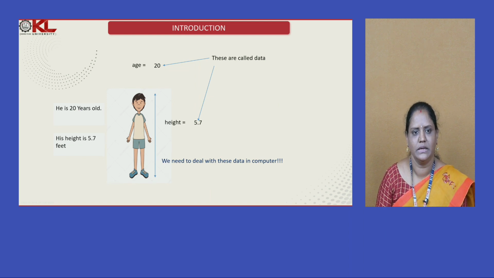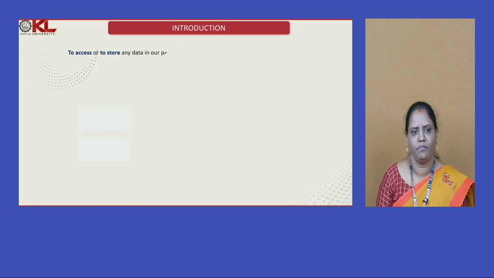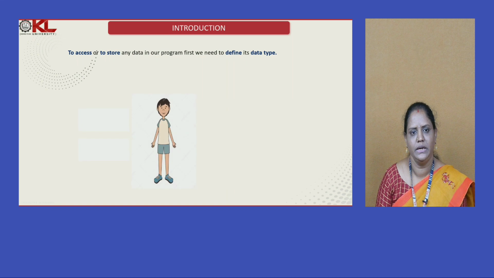Manually we say that age is 20 and height is 5.7, but when we want to deal with this in a computer, how do we do it? These values are in general called data. To access or store any data in our program, first we need to define its data type.